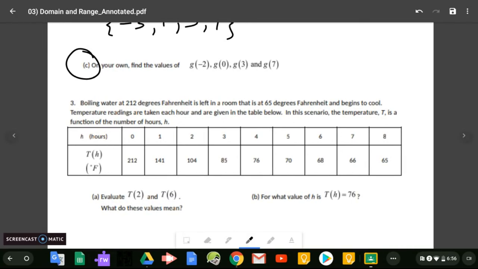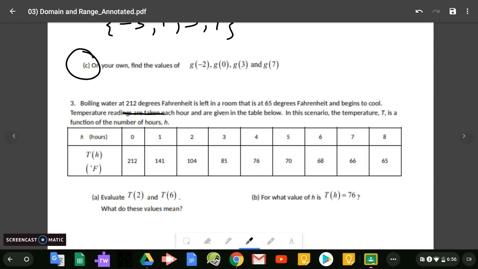So for number 3, I have this question about boiling water. We know that it's going to boil at 212 degrees Fahrenheit in a room that's at least 65 degrees Fahrenheit. And then I have this table that talks about how the temperature of the water cools, and it's modeling. So H is in hours, that's my input, like my X, and my Y, my output, is temperature in degrees Fahrenheit. So for part A, they're asking us to evaluate T of 2 and T of 6.